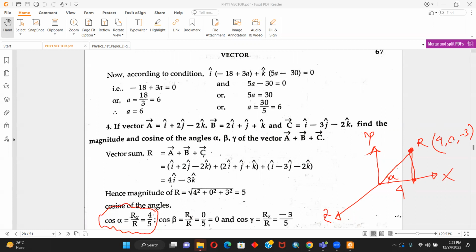Obviously you understand, if the coordinate of y is 0, that means it should have stayed in this plane. So forget about that. Just for understanding, I've drawn a rough image. Now what they're saying is the magnitude is 5. So that means we can get cosine alpha equals 4 upon 5. That is what they have done here.